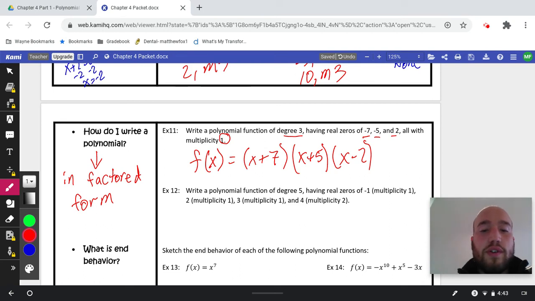It says write a polynomial function of degree 5. So we know there will be 5 x's total. Now that doesn't mean we're going to have x written 5 times, but if we would add them all up, it'll equal 5. Okay. It has real zeros of -1 with a multiplicity of 1. So let's start with that one.